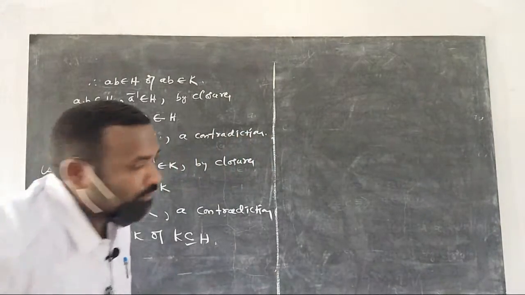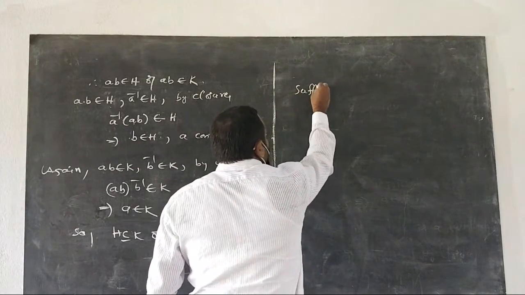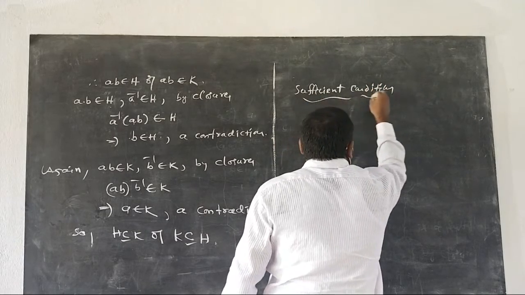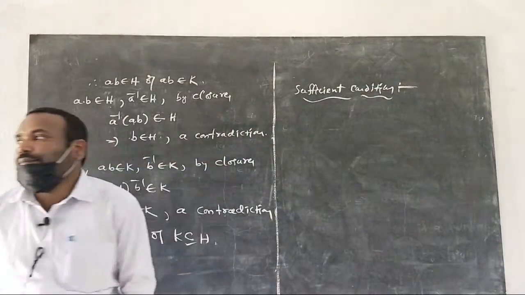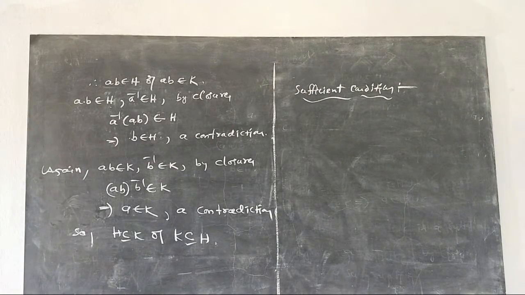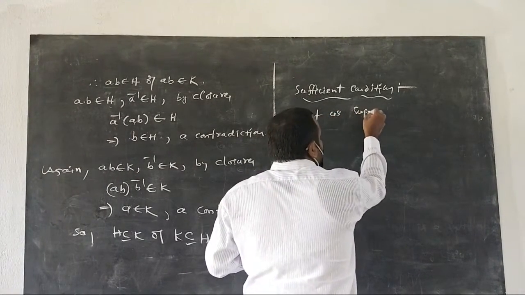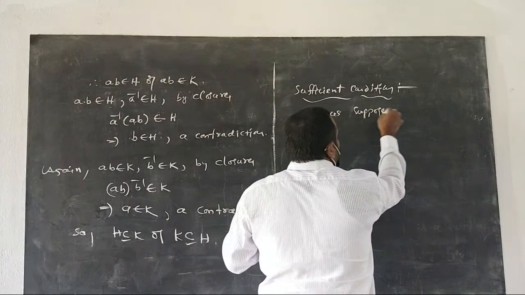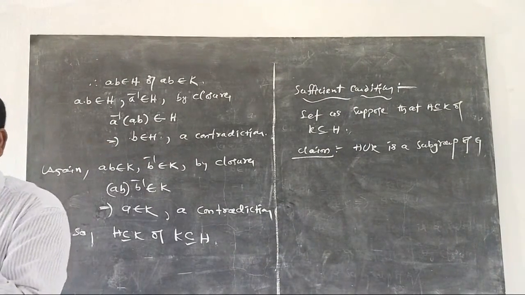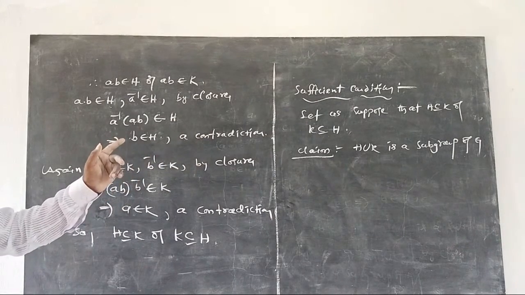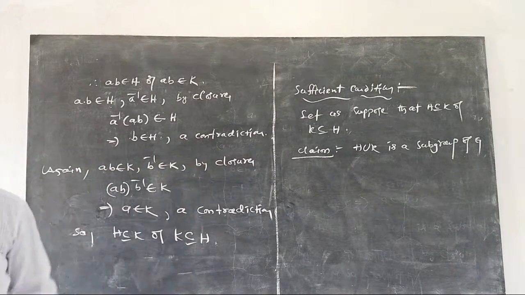Sufficient part, part 2. Sufficient condition. So in this part, we suppose the statement on the right side. What is on the right side? Let us suppose that H, this is our claim. So H is a subset of K or K is a subset of H are supposed. H union K is a subgroup అనేది ప్రూవ్ చేసుకోవాలన్నమాట.